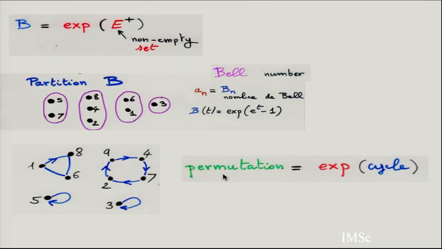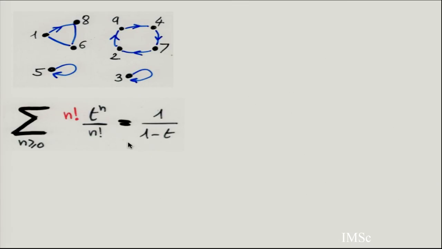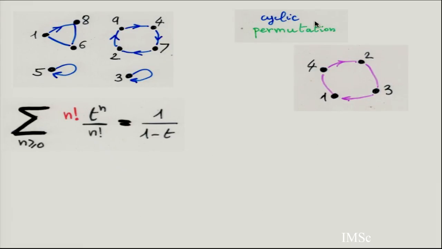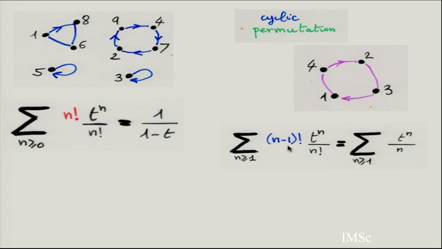Second example, the permutations. A permutation is the exponential of cycles. When you take a permutation, you take a partition of the vertices, an unordered partition. On each block you put a cycle, and you get a permutation. So permutation is the exponential of cycle. Here is the generating function of permutations, the exponential generating function. Here are the cyclic permutations: for a cyclic permutation there are (n minus 1) factorial, so this is T^n over n, which is the logarithm of this. So the log of permutations is cycles, you see, or the exponential of this is exactly this.